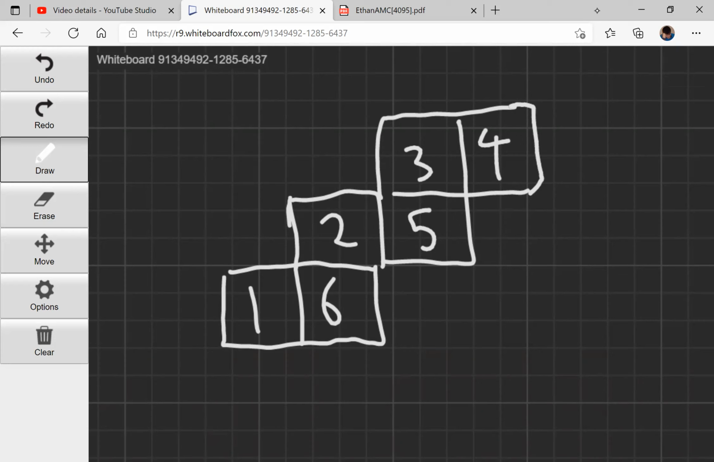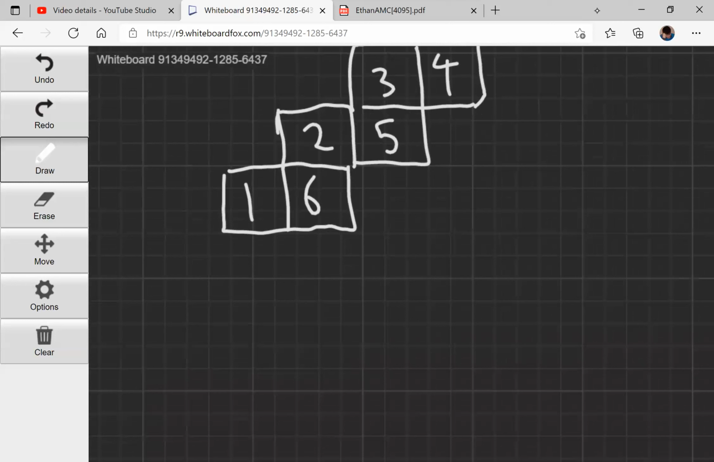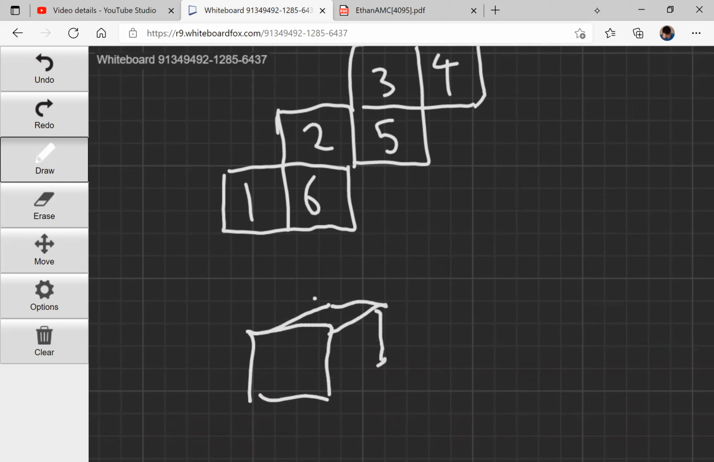So this is like folded, you see? So if you fold this up, you get a cube. What's a cube, right? A cube is like this. So imagine if this was a 6 down the bottom, right?